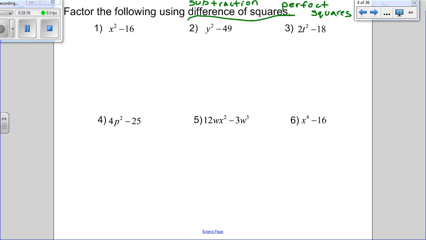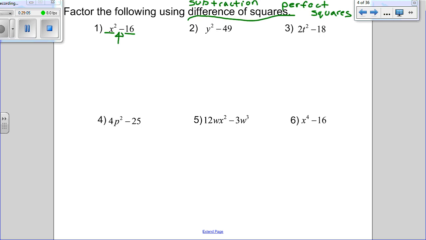So the very first question we look at, it's a binomial. So I can't do diamond method. So I check to see if I can do difference of squares. Difference of squares means you have to have a subtraction sign. I do, right there. The other thing it means is that you have to be able to square root everything you've got. I can square root x squared. That is a perfect square. And I can square root 16. That is a perfect square. This is a difference of squares. I just tested that. I just proved it.